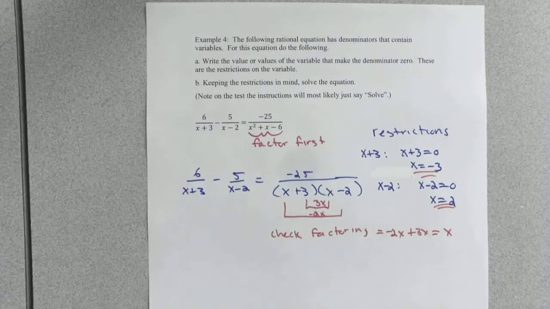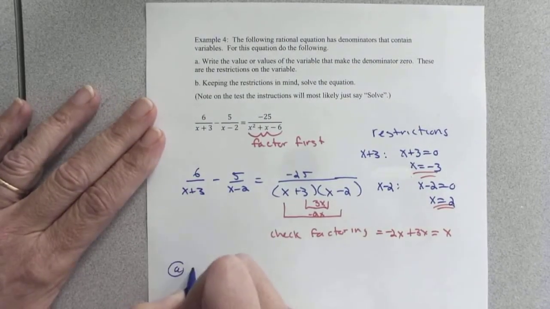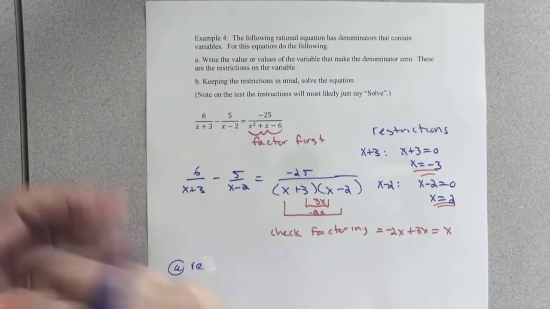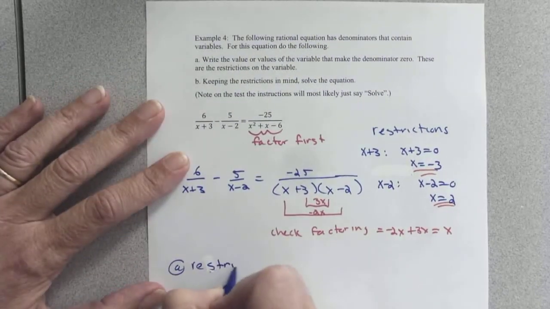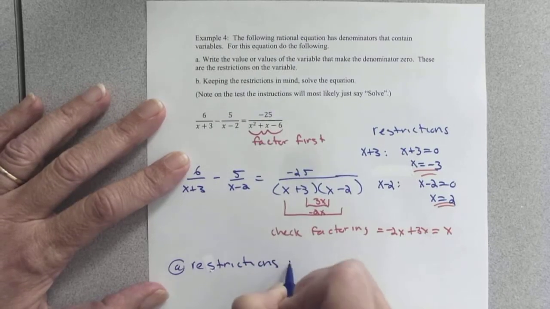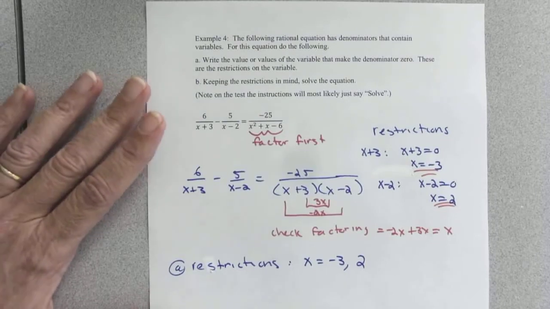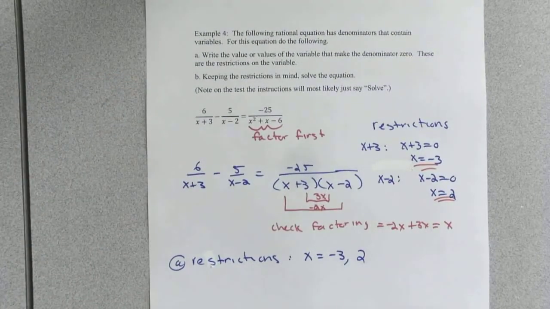And so there's letter A. I should have done that down here, but I didn't. My restrictions for letter A, x equal negative 3 and 2. Okay, we'll end the video here with the restrictions, and on the next video, we'll actually solve the equation.